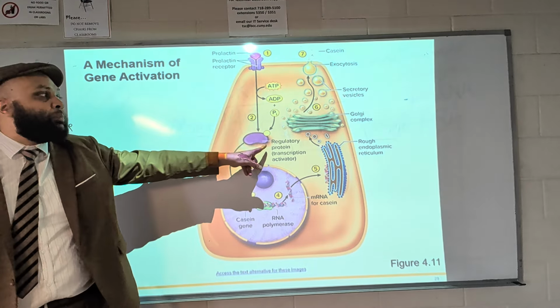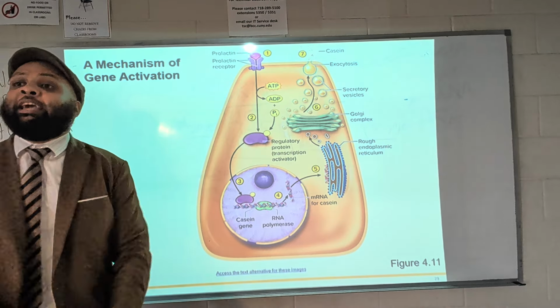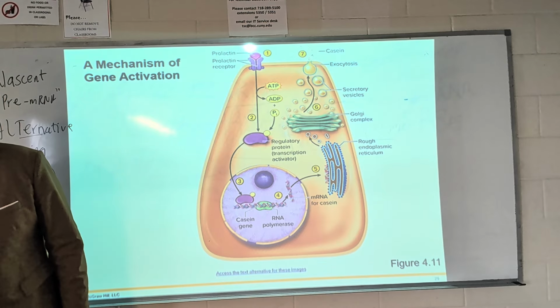Once it bound to the purple regulatory protein, it kick-started it. It activated it. It turned it on. The regulatory protein now started to move, mobilized, entered into the nucleus, then it caused transcription. You see, the RNA polymerase with this regulatory protein is transcribing which gene? The casein gene. The casein gene is the gene for milk.